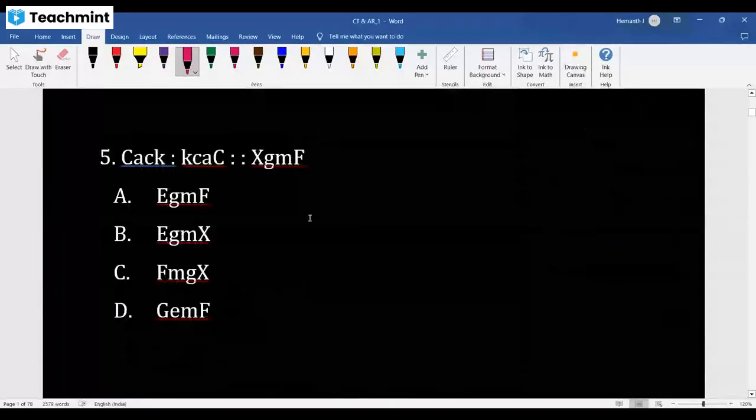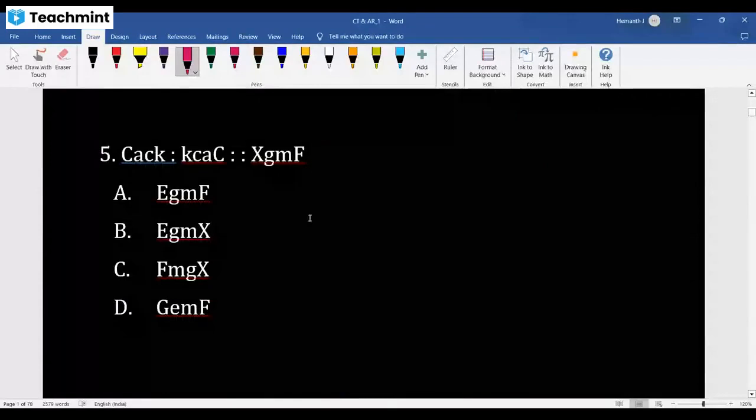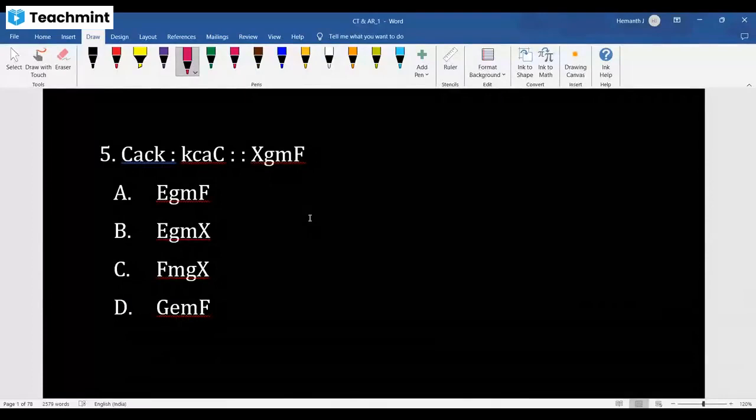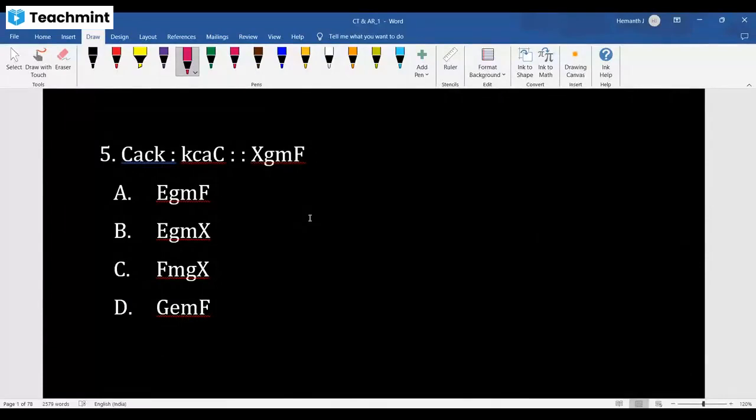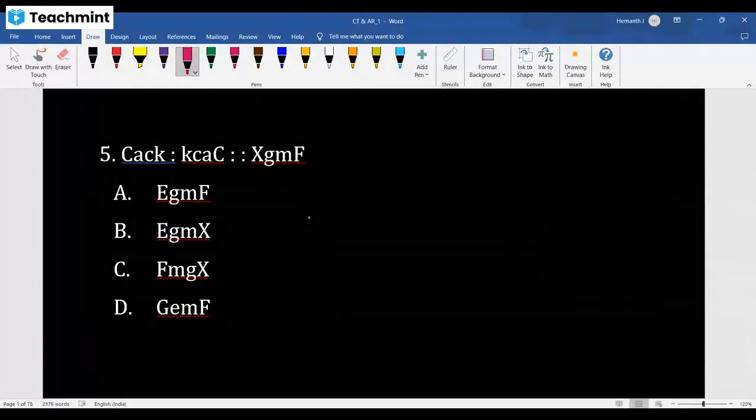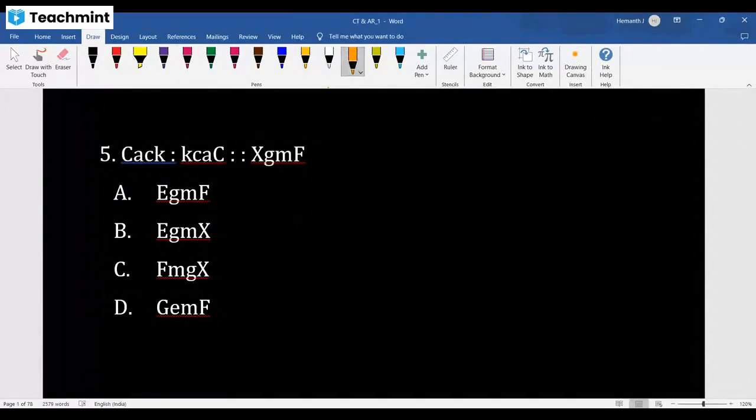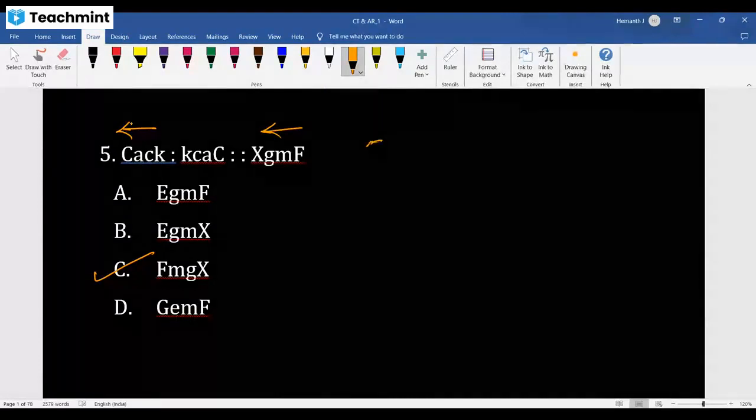Next one, see, this is abstract reasoning. I hope it's easy for you. What's the answer? You can just mention the option. Yeah, option C. Correct. They have written it in reverse, that's it, right? This one they have written in reverse. KCAC. So if you write it in reverse, then we get option C.